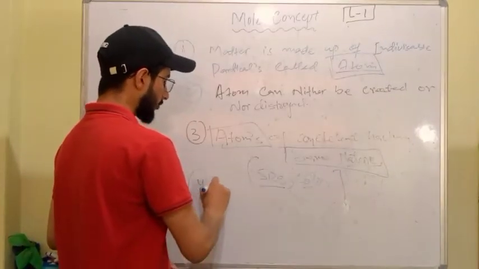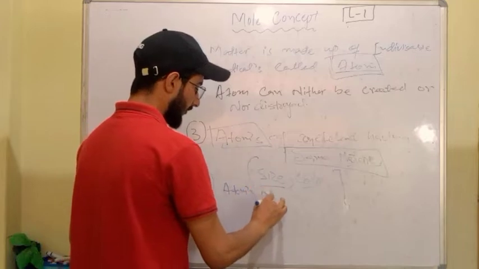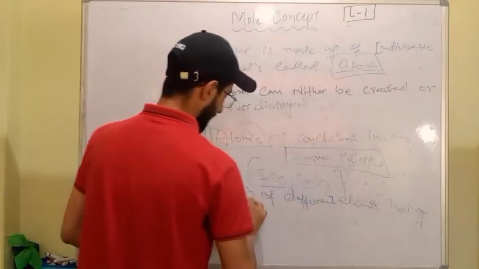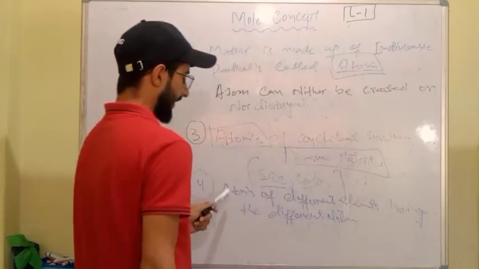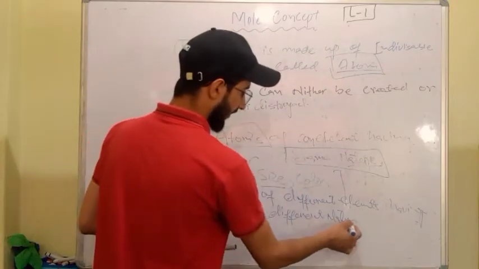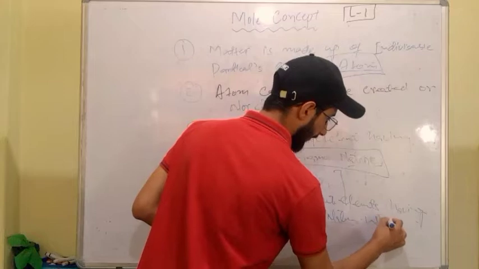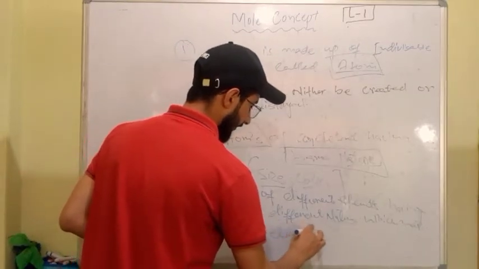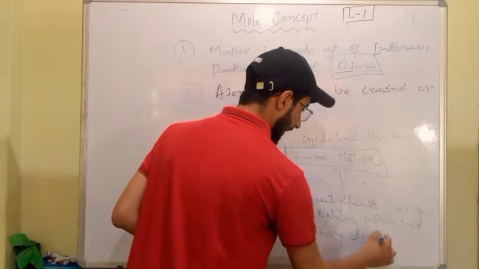And the fourth postulate of Dalton's atomic theory was that the atoms of different elements have different natures, which means different elements have different atoms.